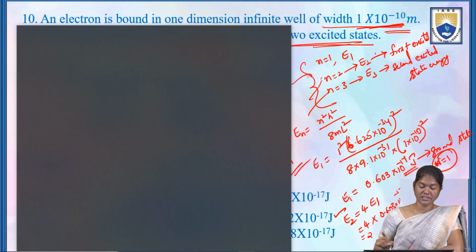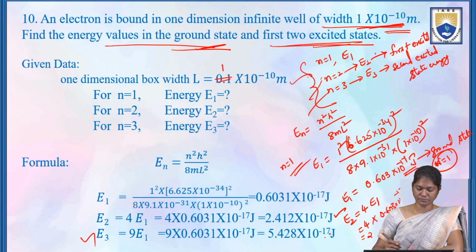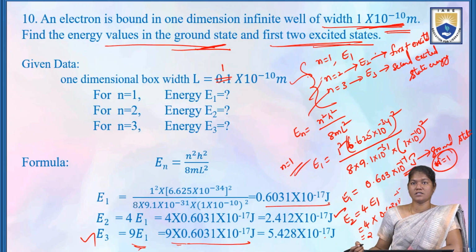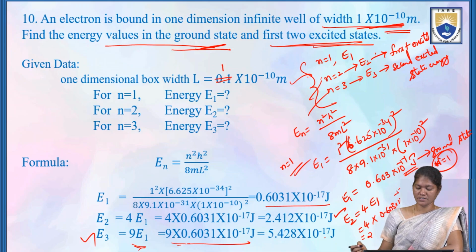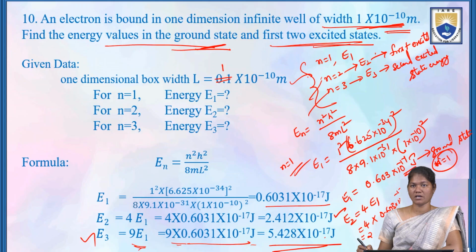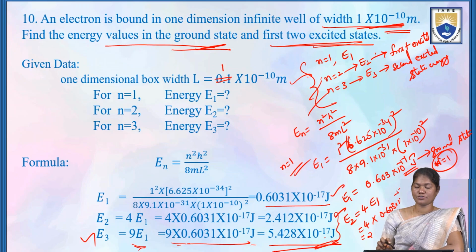Where the second excited state E3 is equal to 9E1. So 9 into E1 is 9 into 0.603 into 10 power minus 17 joule. So we'll get 5.428 into 10 power minus 17 joules. So these are the ground state energy and the first two excited states energies.